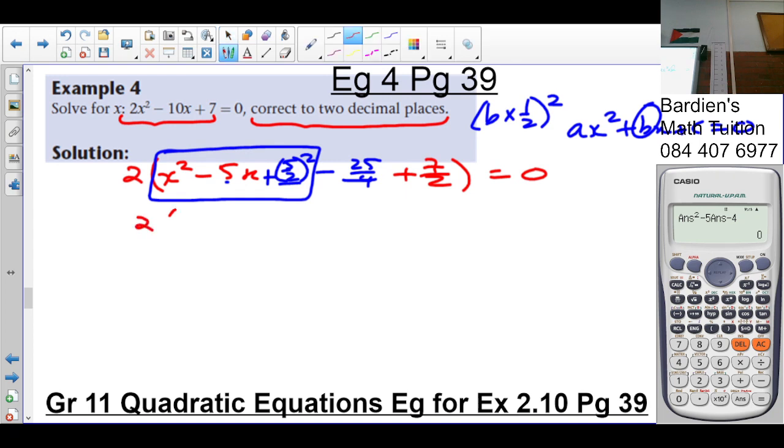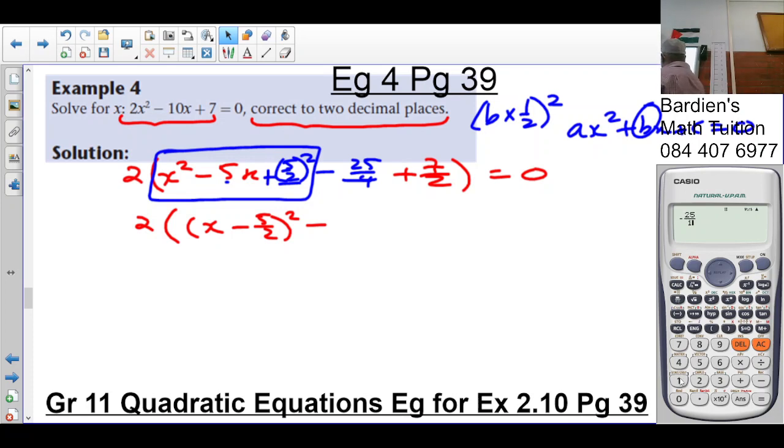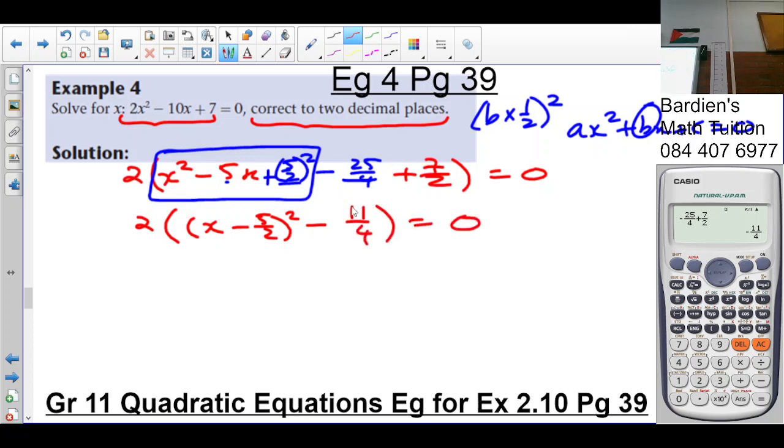That simply gives us 2 into x minus 5 over 2 squared minus 25 over 4 plus 7 over 2. Okay, that gives you negative 11 over 4 equals 0. If that was the case with your completing of the square, you of course multiply that out. I get 2 into x minus 5 over 2 squared minus 11 over 2 equals 0. So there we have completed the square there.